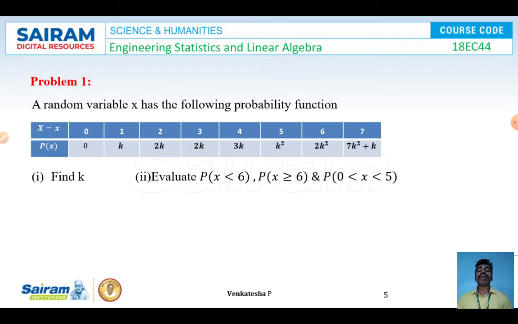To calculate p of x strictly less than 6, we have to exclude the value 6 and take all the remaining values, so start from p of 0 till p of 5. P of x greater than or equal to 6 means we have to include 6 also, so take the values 6 and above: p of 6 plus p of 7. And p of 0 less than x less than 5 means we have to exclude 0 and 5, so between 0 and 5 take all the values, that is p of 1 plus p of 2 plus p of 3 plus p of 4. Now we'll see how to find that.